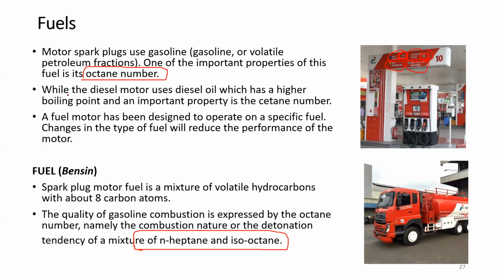While the diesel motor uses diesel oil, which has a higher boiling point, an important property is the cetane number. For the diesel motor, the important property is called the cetane number. What is the cetane number? I will explain it in the next slide.